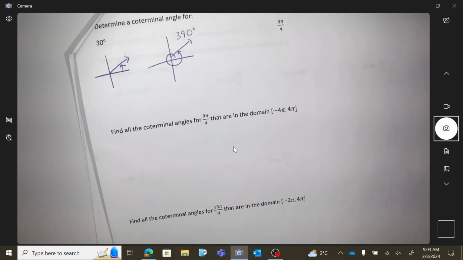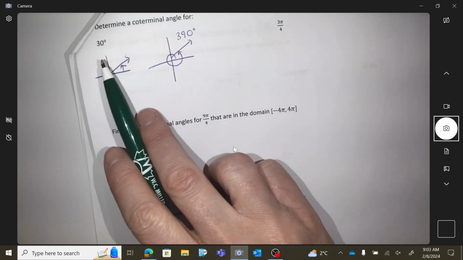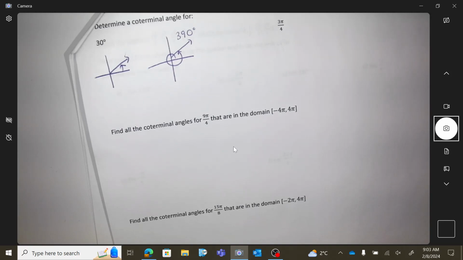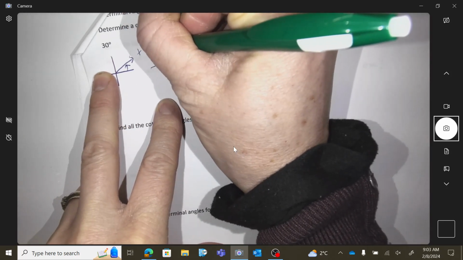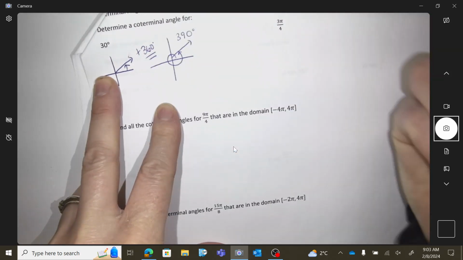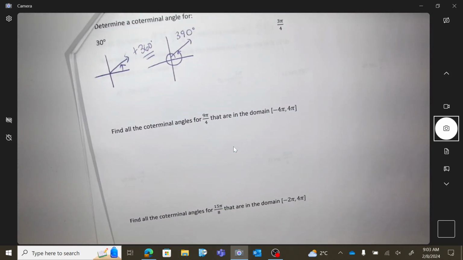Okay, so Kenyon, what did you actually do as a number sense there? What did you do to get that 390 number? Did a whole rotation. So you were doing that in your brain, right? Adding 360.